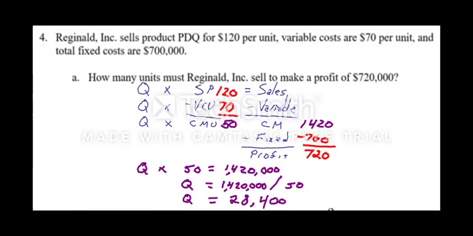Going back to number 4, it says Regional Ink sells product PDQ for $120 per unit. So that's your selling price. So you can fill that in to your grid.